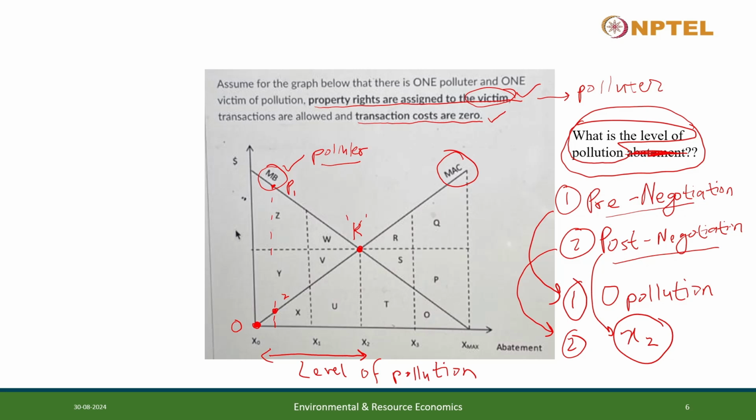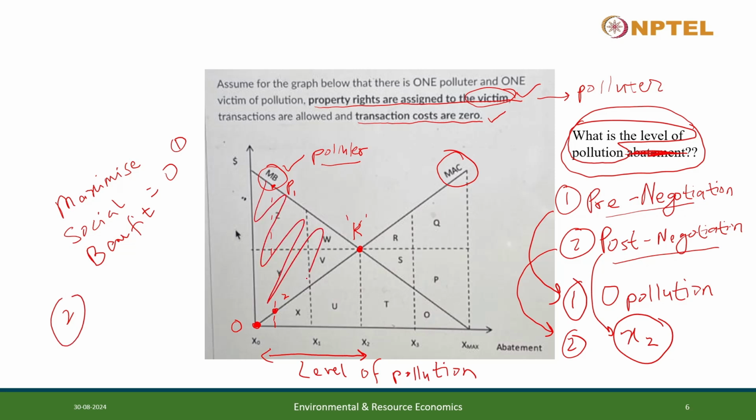So if there is no negotiation, then why is there negotiation? First of all, our objective is to maximize the social benefit, right? When there is no pollution at all, the social benefit will be zero in one case. However, in two cases, there will be certain social benefit, which is represented by this area. Am I clear? Therefore, the negotiation is important.